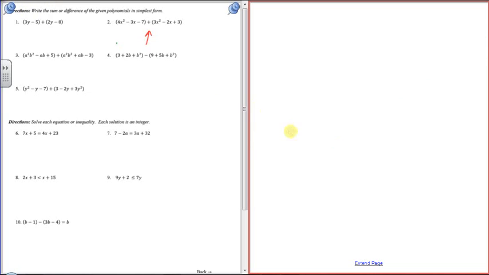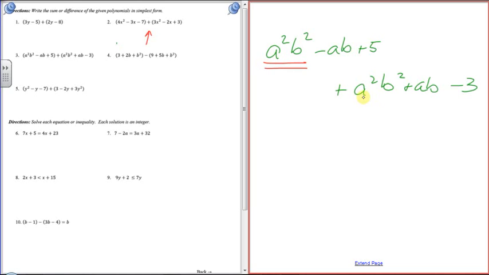Problem 3, again, the plus in front of parentheses. We're just looking for like terms. This one's a little bit different. a squared b squared minus ab plus 5. And again, without the parentheses, plus a squared b squared plus ab minus 3. I say it's different only because we're using two variables now. And so to look for like terms with two variables, make sure that after the coefficient, and these coefficients are invisible ones, everything else in that term has to look exactly the same after the coefficient. If it does, they're like terms.